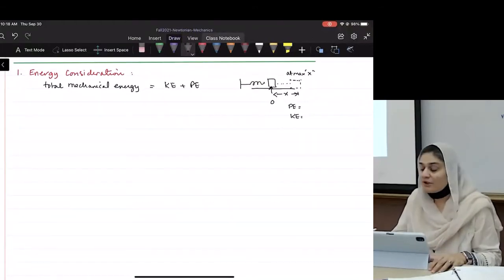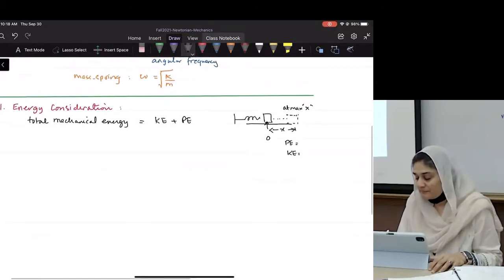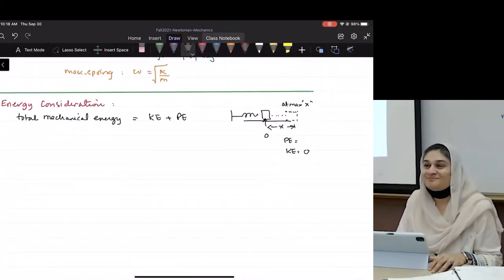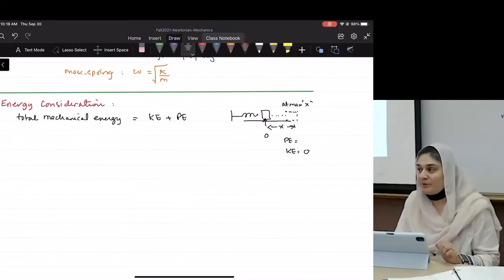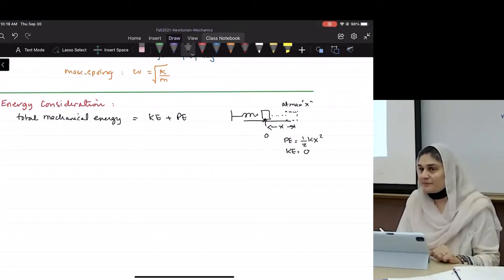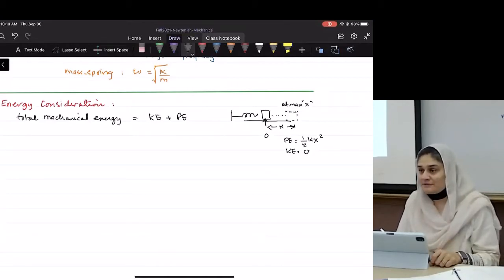Kinetic energy is 0. Good. Why? Because it's at the extent of... Because it has to stop before it returns. Yes. Good. What will its potential energy be at that point? Anyone remember the potential energy formula for a mass on a spring? 1/2 kx squared. Where k is the spring constant, x is the extension away from the origin.